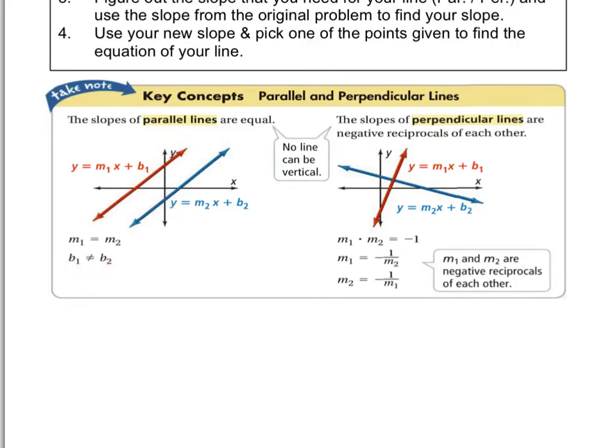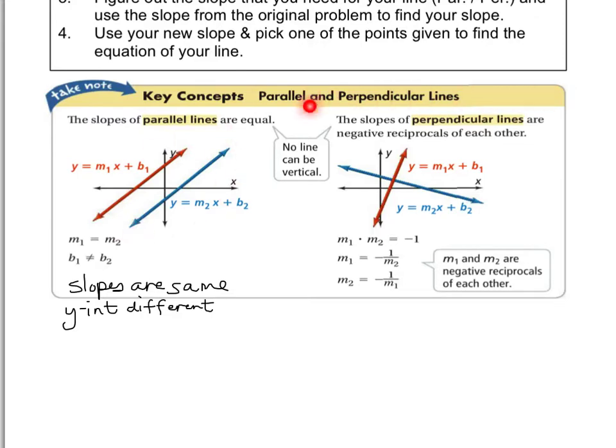So you might want to write this down as well, that slopes are the same and your y-intercepts are different. Okay, your slopes are the same and your y-intercept is different. And you'll notice again that these two lines here never intersect.